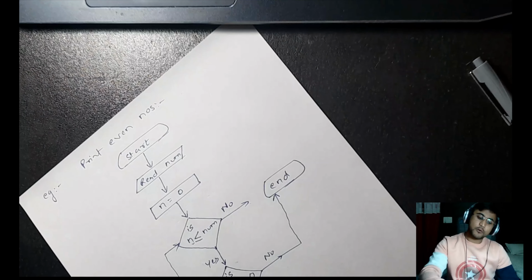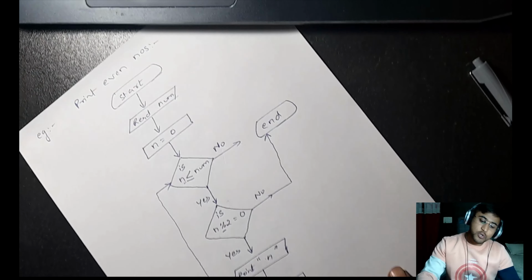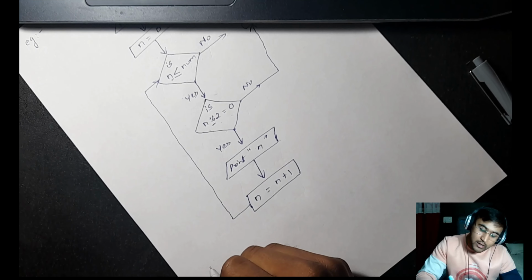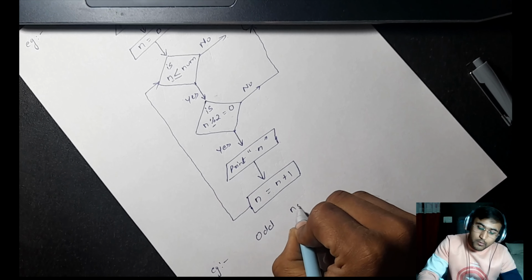So this is our flowchart of even numbers, for printing the even numbers. Now I will request you all to make one flowchart for printing the odd numbers. This will be your homework for this video.